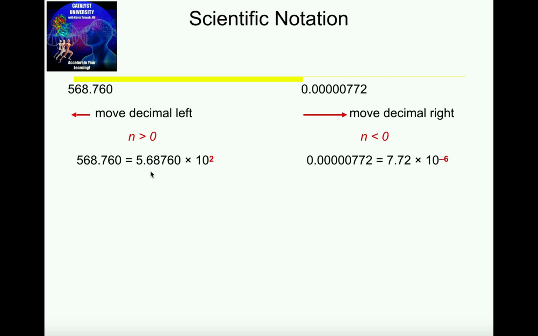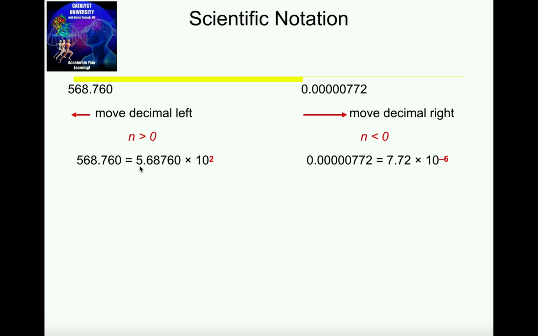Okay, and scientific notation looks something like this right here. I have this number written as 5.68760 times 10 to the second power. Okay, another example would be over here on the right side. We have 7.72 times 10 to the minus sixth power. These two numbers are written in scientific notation.